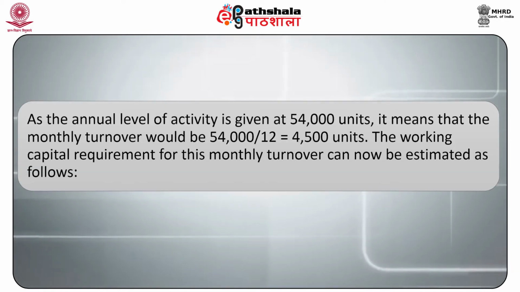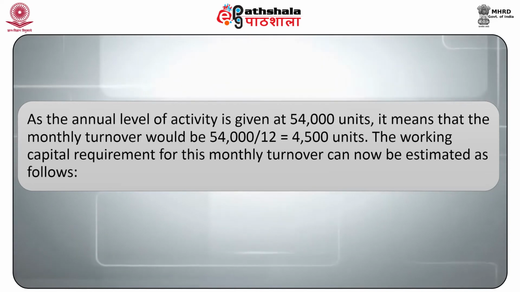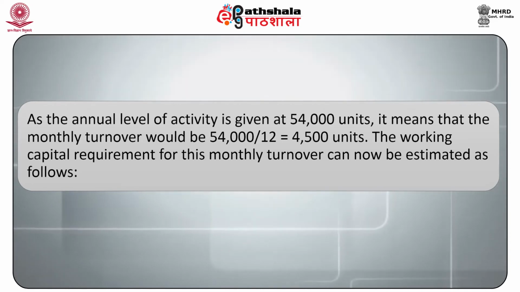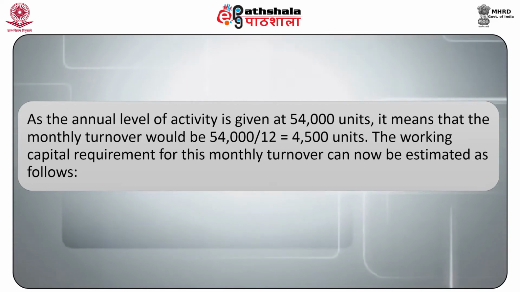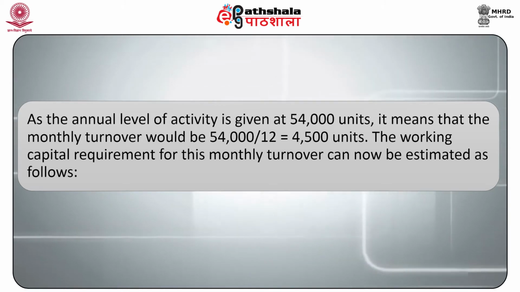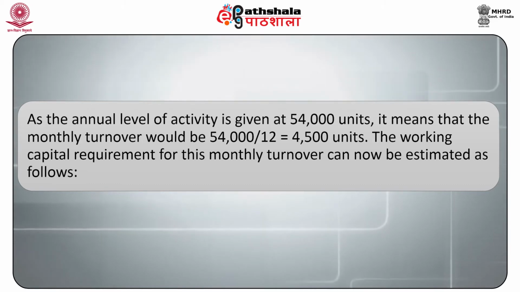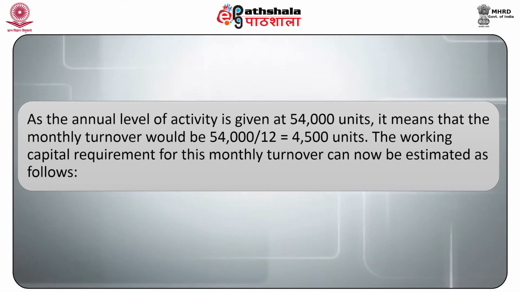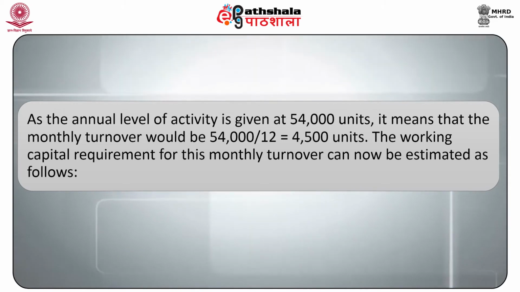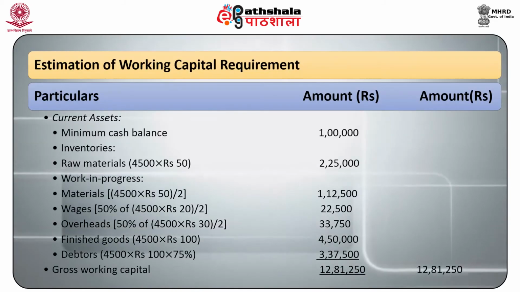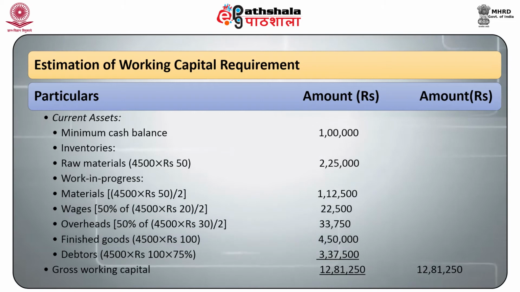The solution for this is, as the annual level of activity is given at 54,000 units, it means that the monthly turnover would be 54,000 divided by 12, which is equal to 4,500 units. The working capital requirement for this monthly turnover can now be estimated as follows. In this, we have to calculate the current assets given by the minimum cash balance, the inventories, the raw material, work in progress, and the finished goods, and the debtors.